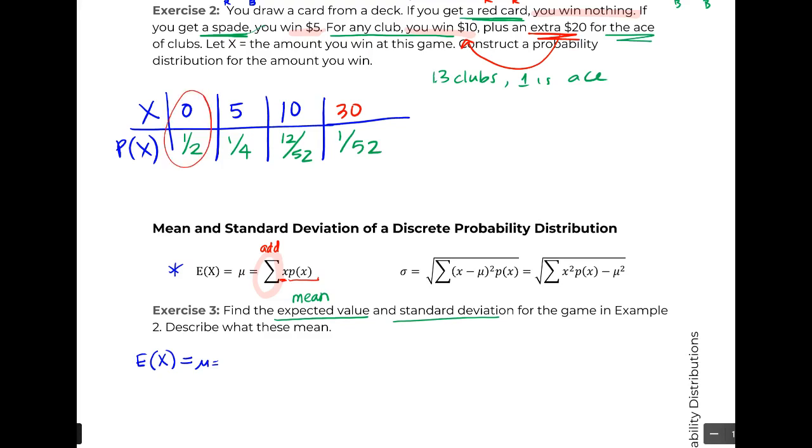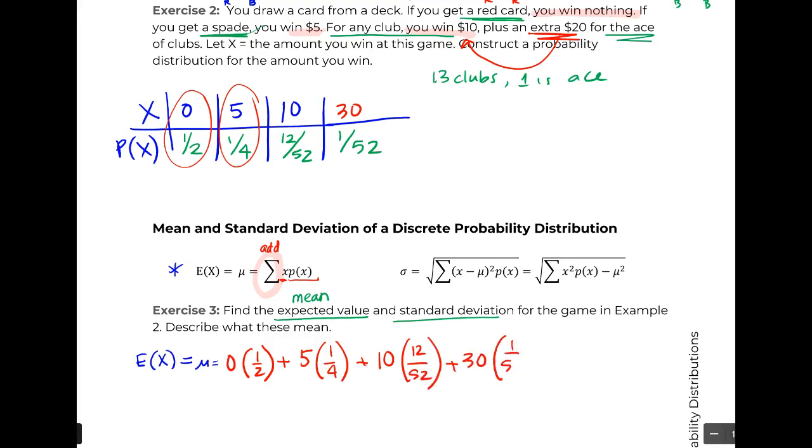So first outcome is 0, and its probability is 1/2. And then we're going to add that to the next outcome, 5 times its probability. Add that to the next outcome, and its probability multiplied together, and finish that up. So if you do all this in your calculator, you should get 4.1346.